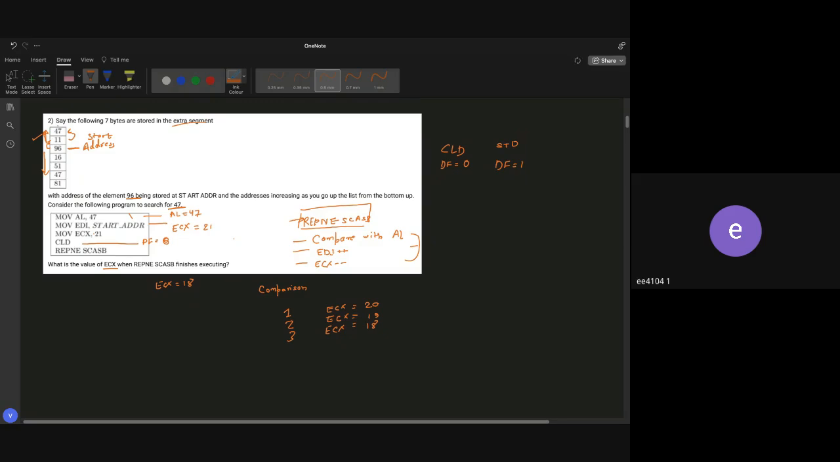Is it clear? So the EDI will increment also, right? Yeah, everything will increment. So all three instructions will be performed. Even if it satisfies it, still it will perform all three instructions. If we need to find the address of the found element, we need to do EDI minus 1. Yes, exactly. Okay. So it will go to the next address.